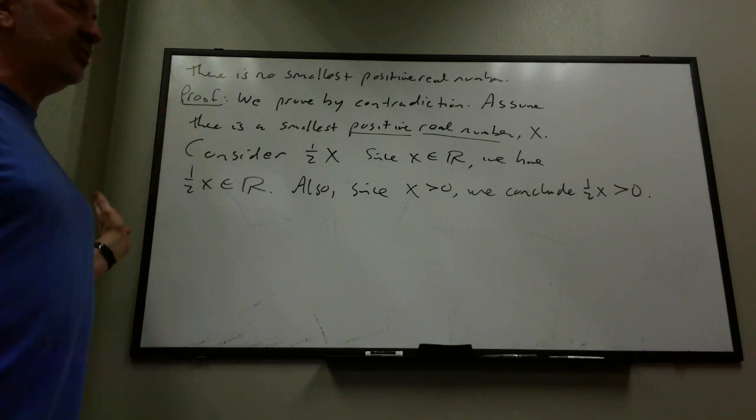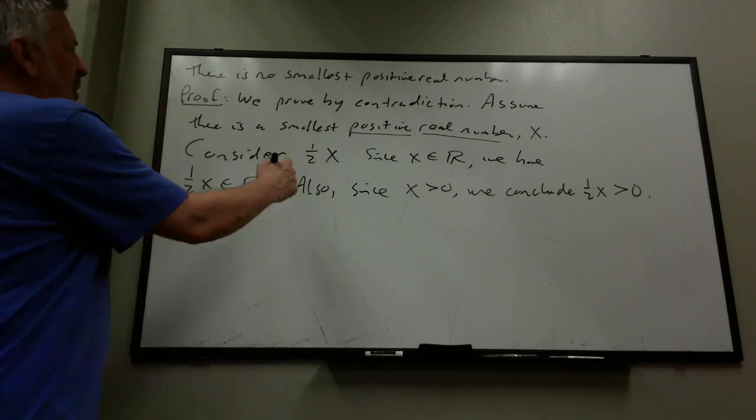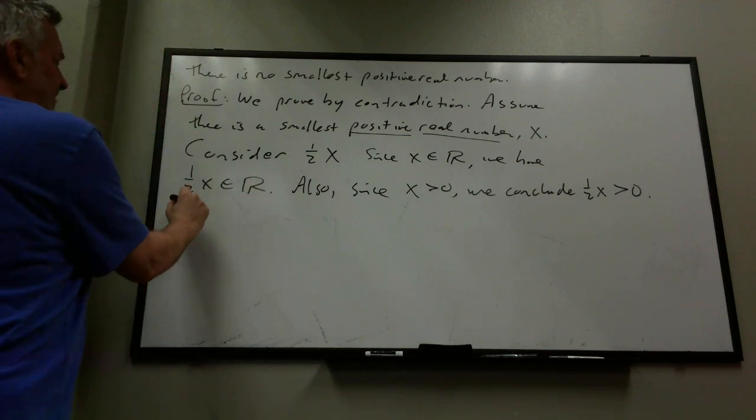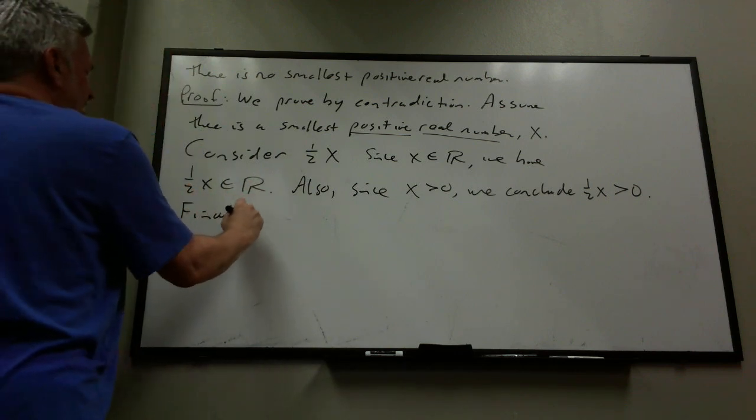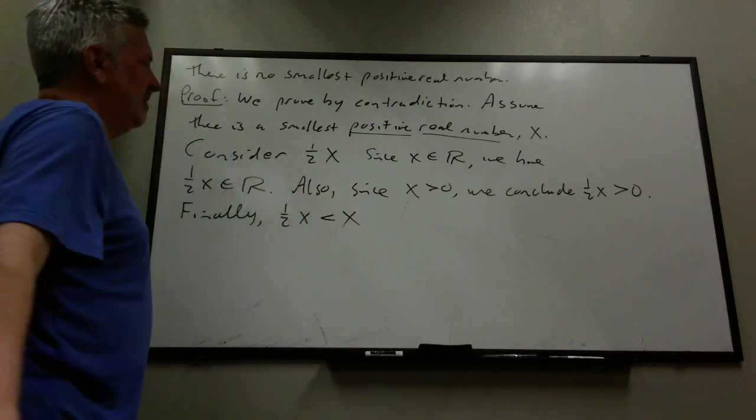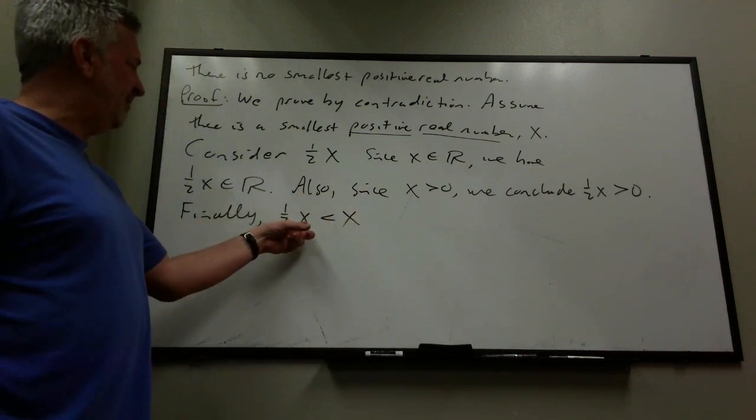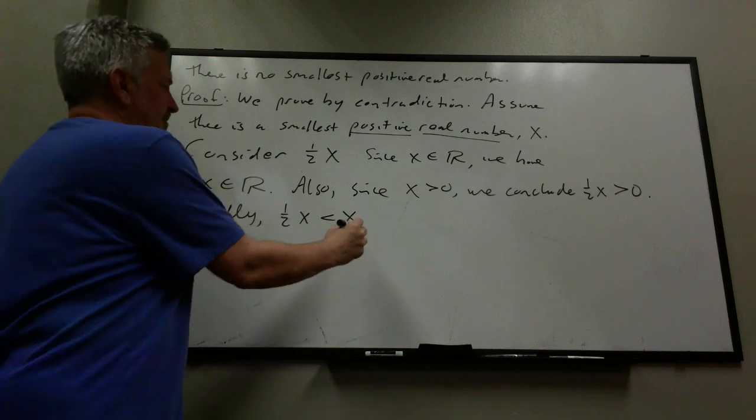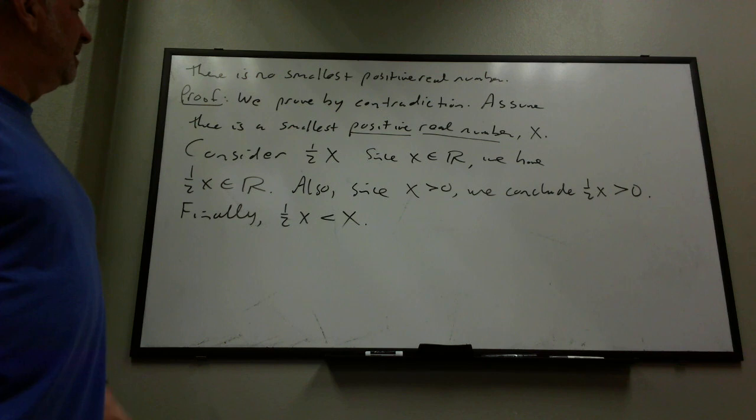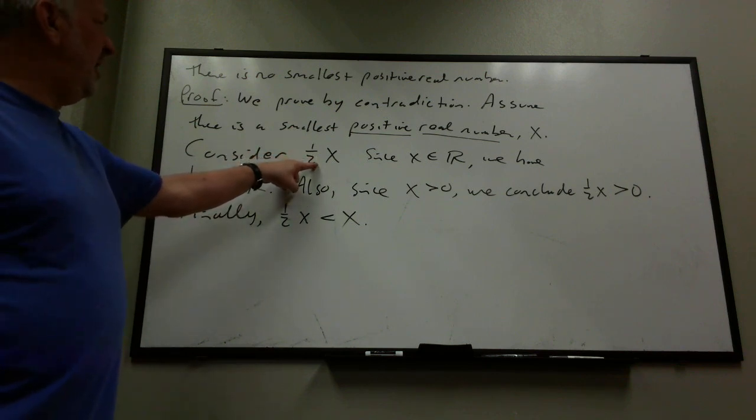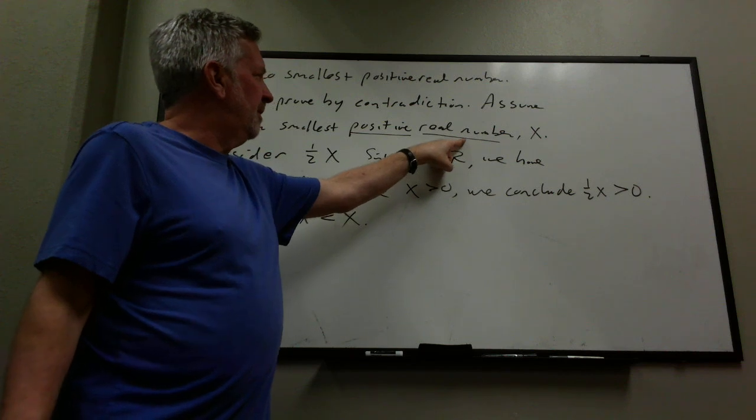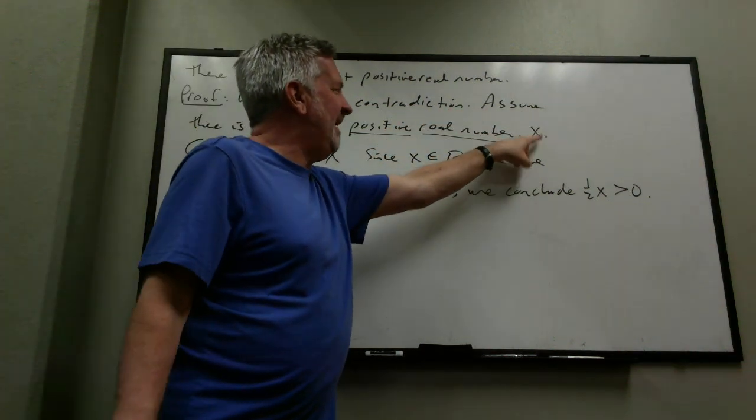So there's no contradiction yet. We need to argue that 1/2 x is less than x, right? Finally, 1/2 x will be strictly less than x. If you take a positive number and take half of it, you're going to get smaller. Now, what does this mean? I just constructed 1/2 x, which is positive, and it's a real number, and 1/2 x is less than x.